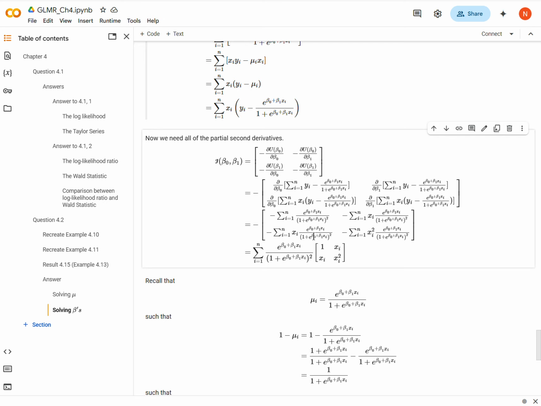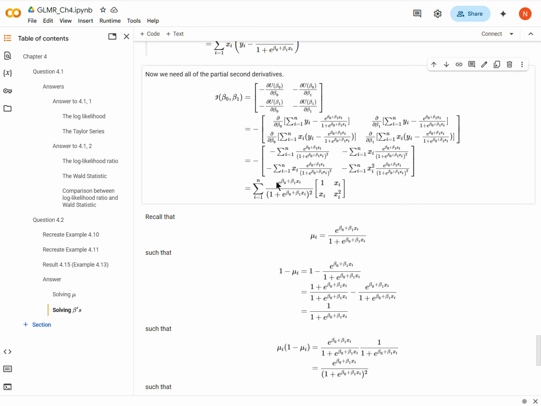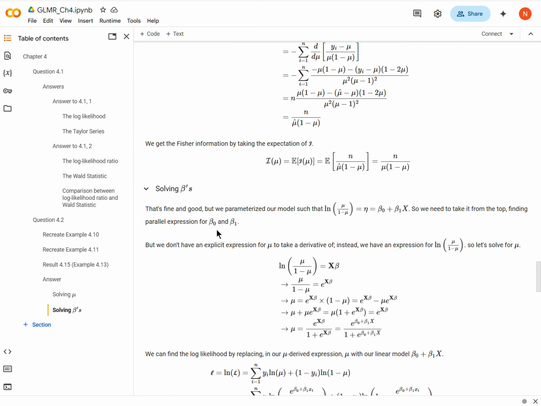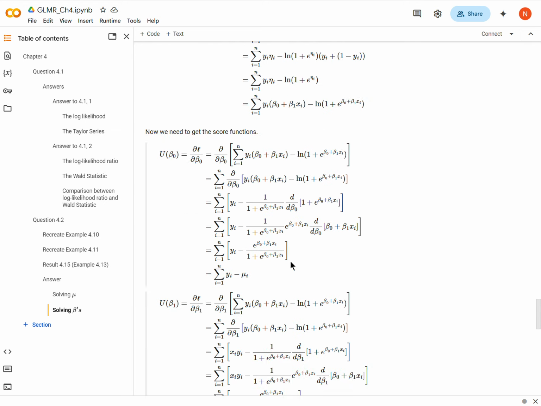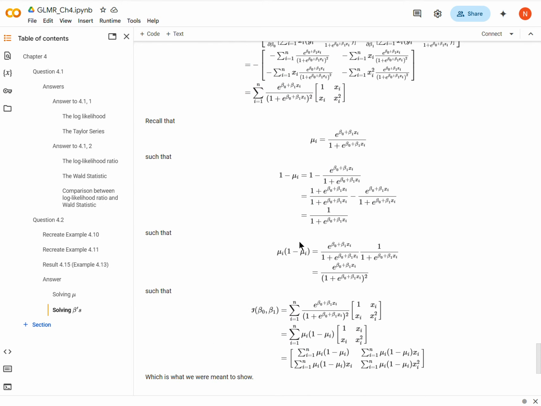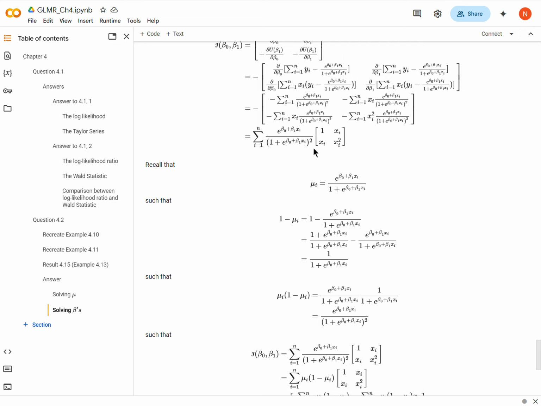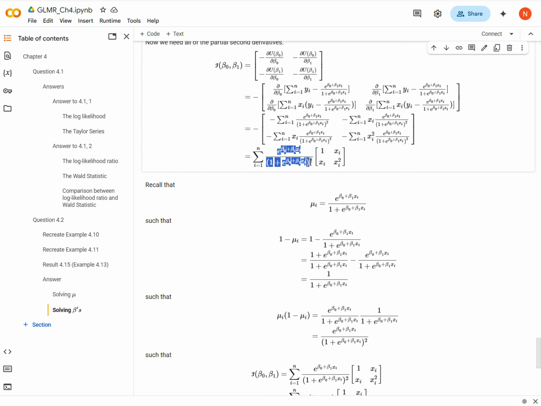So let's keep digging, because right now this isn't quite recognizable as the thing that we're meant to prove, which is this, right? It doesn't quite seem recognizable, so we need to keep digging a little bit. So let's examine this thing right here. Now recall that mu is this expression, and so if I wanted 1 minus mu, that's what it would be.